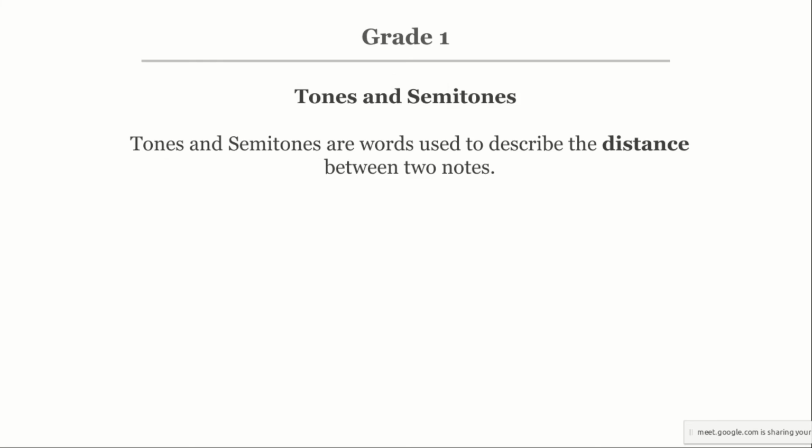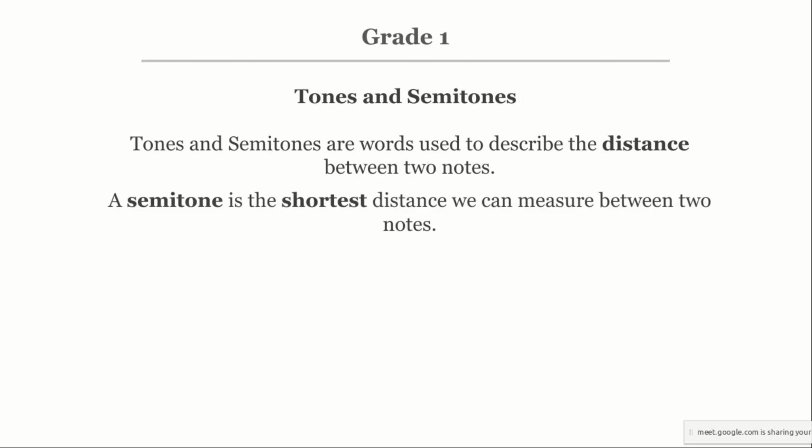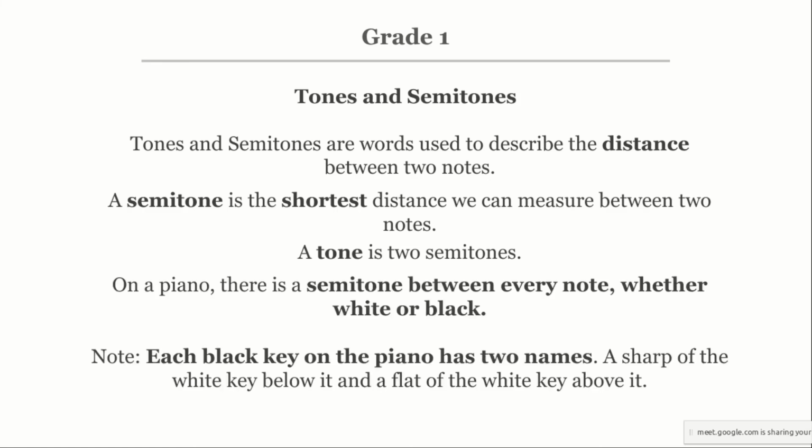So let's look at tones and semitones. The terms tone and semitone are used to describe the distance between two notes. A semitone is the shortest distance we can measure between two notes. So the way I was asking between C and C sharp, which is higher, that's a semitone. C and C sharp are a semitone. A tone is 2 semitones, so a tone is bigger than a semitone. On a piano, there's a semitone between every note, whether white or black.